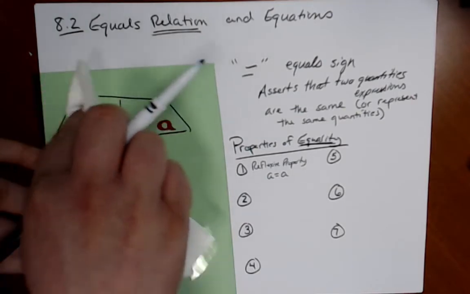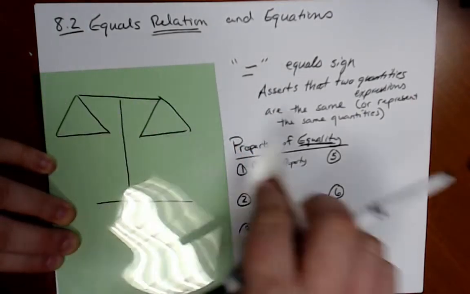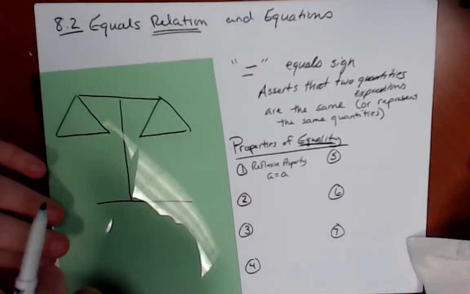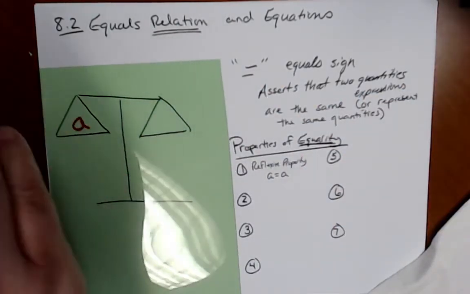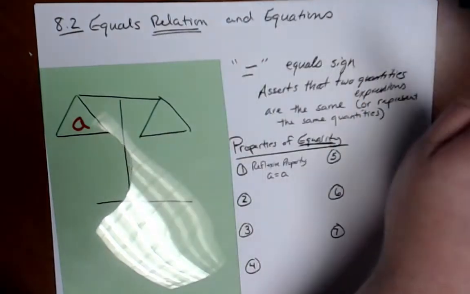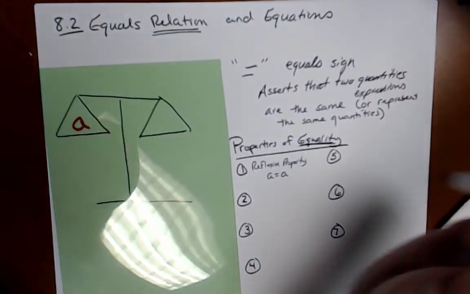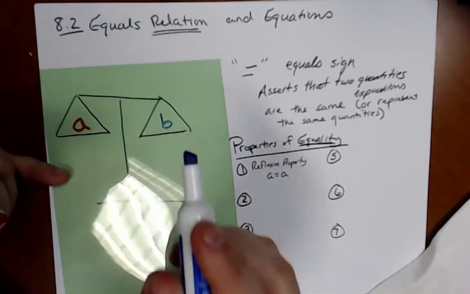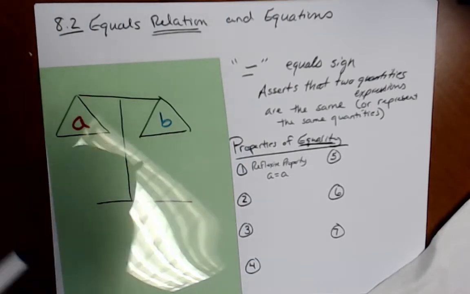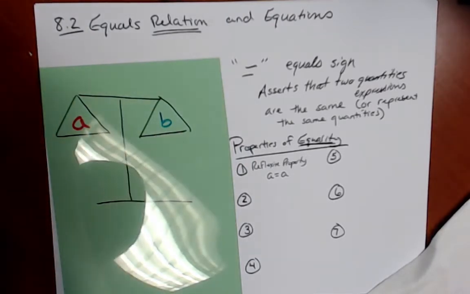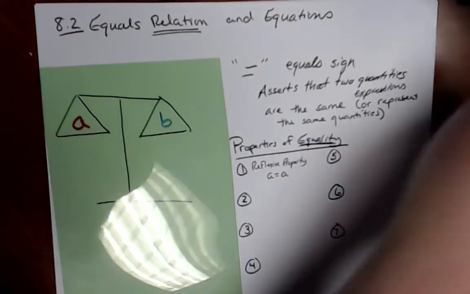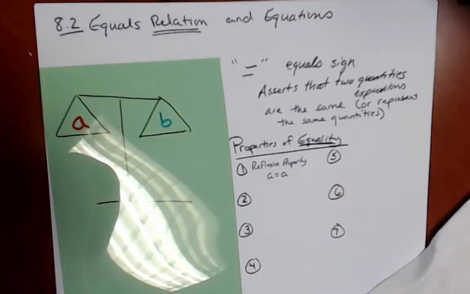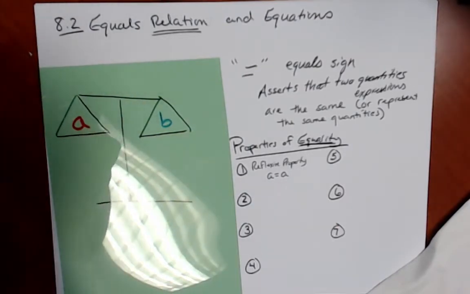Now another property that we have is that if some A equals some B, we have the opposite is true. B is equal to A. So I can read my pan balance left to right, A equals B, or right to left, B equals A.